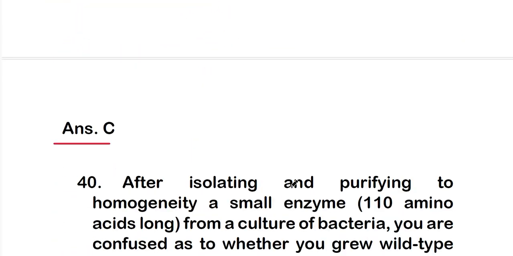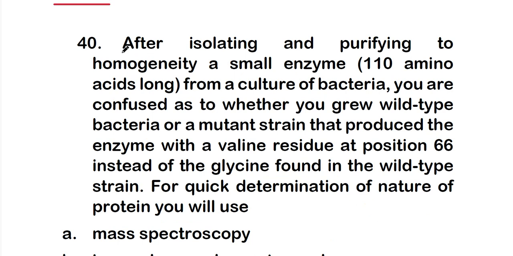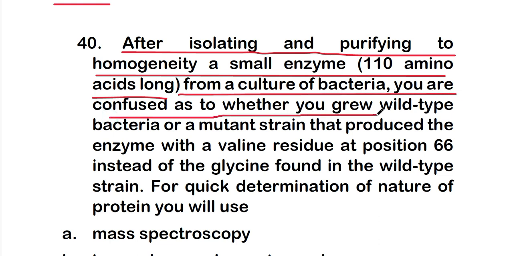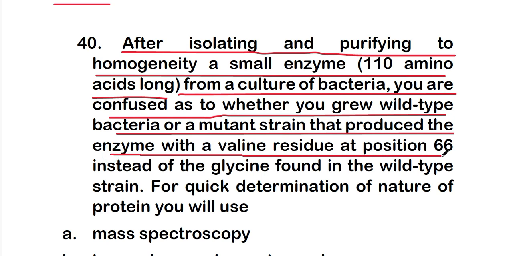Okay, so the last question of this video, that is, after isolating and purifying to homogeneity a small enzyme, that is 110 amino acids long, from a culture of bacteria, you are confused as to whether you grew wild type bacteria or a mutant strain that produced the enzyme with a valine residue at position 66 instead of glycine found in the wild type strain.